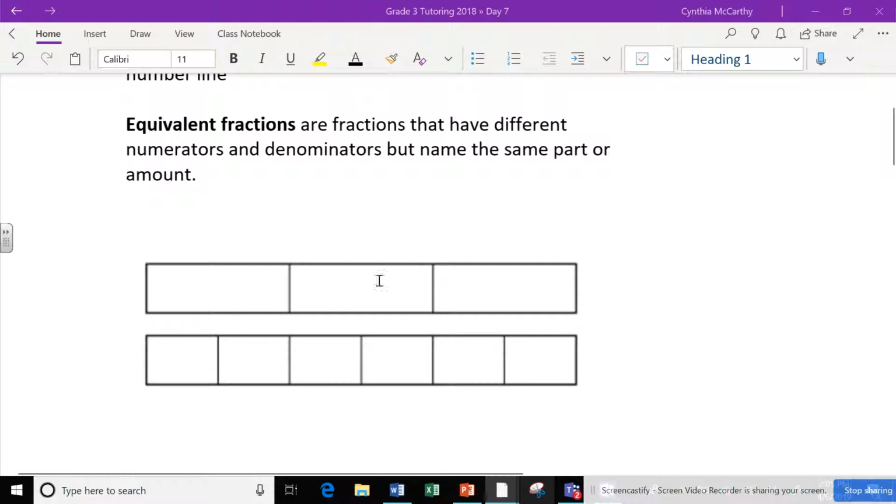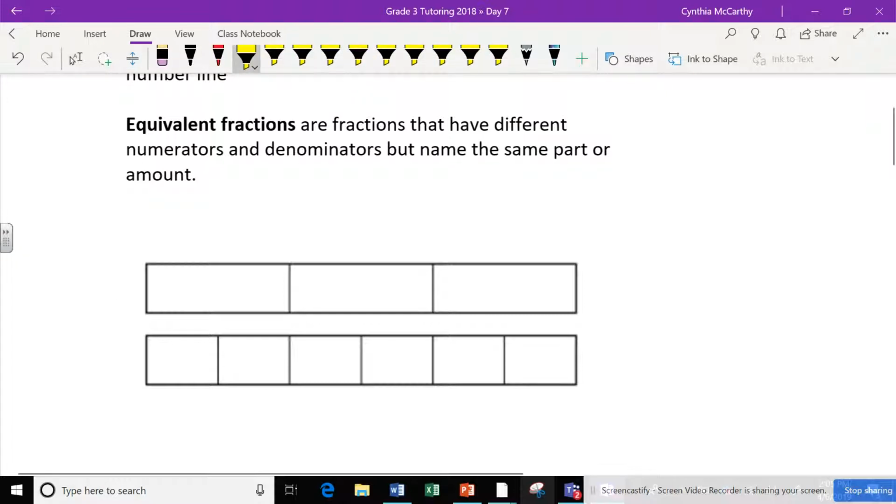Let's take a look at what this looks like using fraction bars. In my first fraction bar that you see here, I can see that this fraction bar is divided into three equal parts. 1, 2, 3. I know that this fraction bar is showing me thirds. I can label this first part 1/3, the second part 1/3, and this third part 1/3. Each piece shows me 1/3.